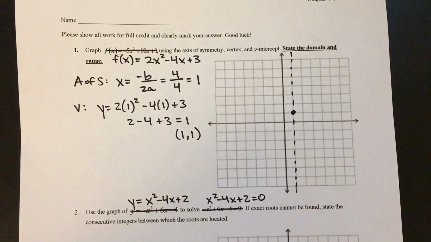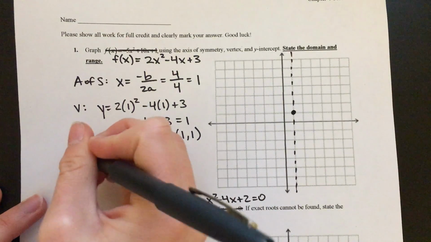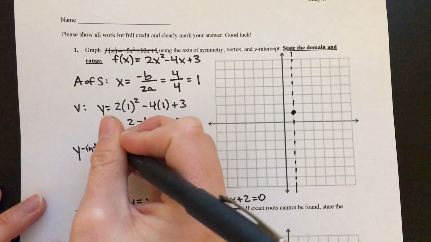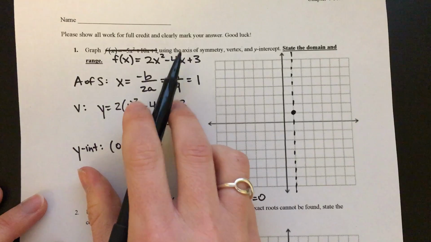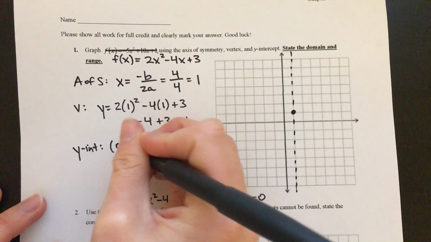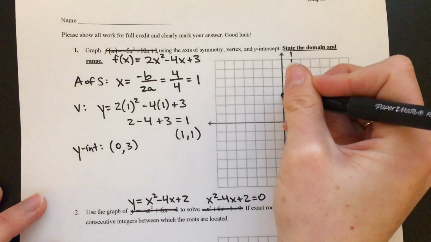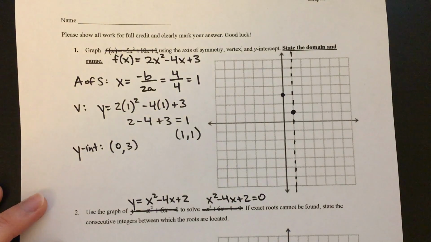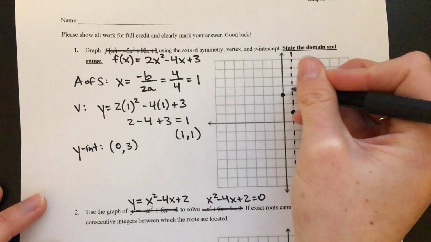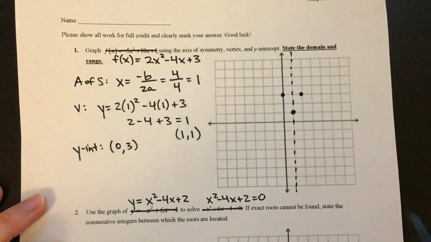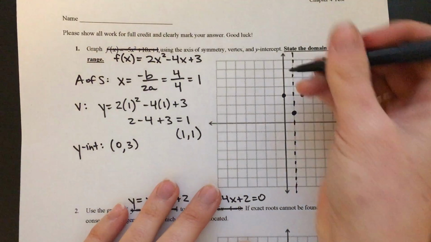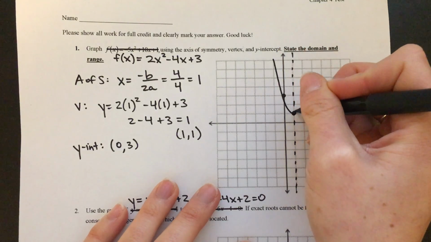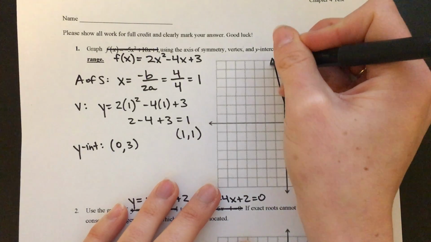Next would be your y-intercepts. And for the y-intercepts, you always know for sure that the x-coordinate is going to be 0. And if you plug in 0 for x, that just leaves you with 3. Okay, so (0, 3) would be this point right here. And then remember your third point by doing a mirror image of this point over the dotted line. So whatever point you have over here, you can mirror it on the other side of the dotted line. And then just go ahead and connect the dots, and you've got your graph.